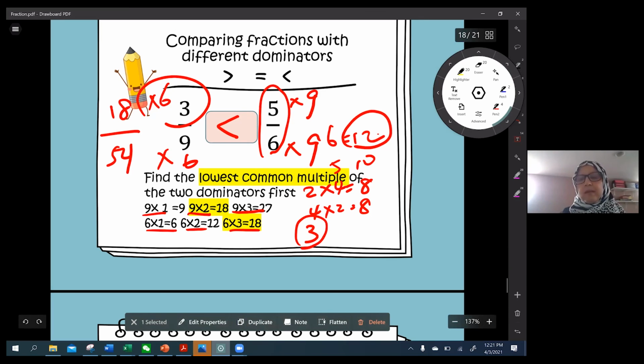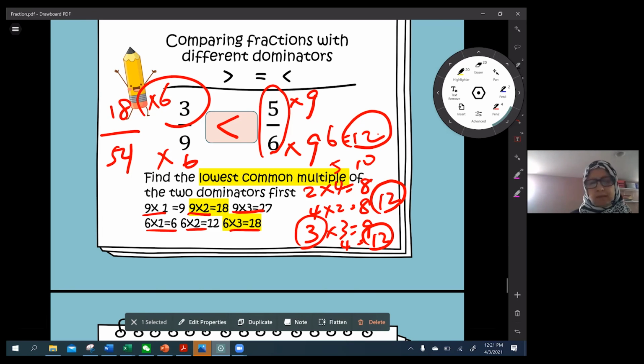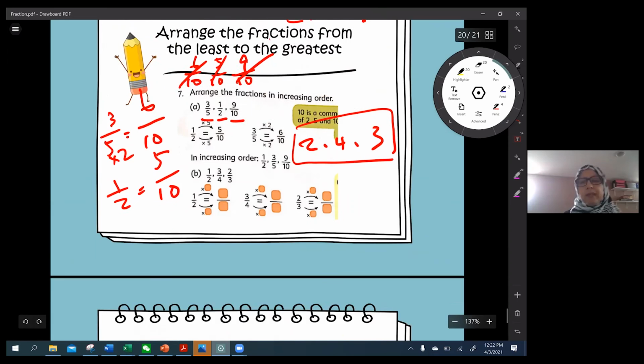Okay, let's try 3. We're going to start with 3 times 3. 3 times 3 is 9, and 3 times 4 is 12. So what is the lowest common multiple for 2, 4, and 3? 12. Yes. Okay, so we're going to go back to do this question. Maybe next time we have to practice a little bit more about the lowest common multiple.